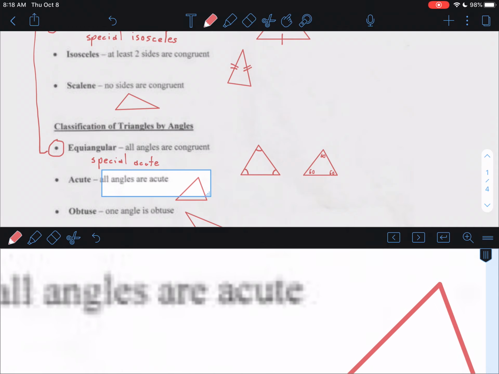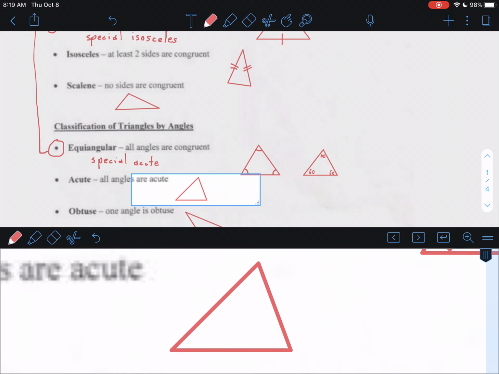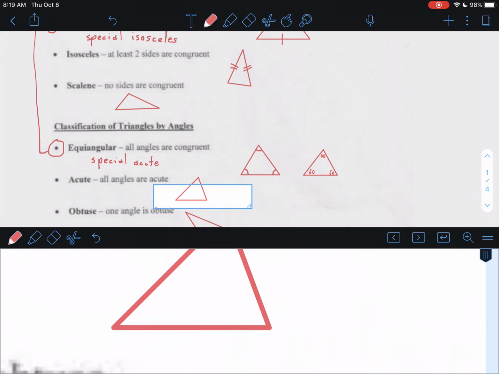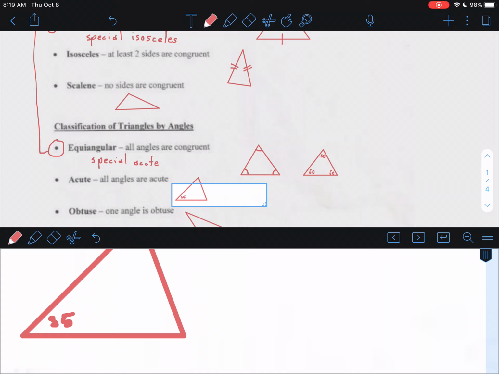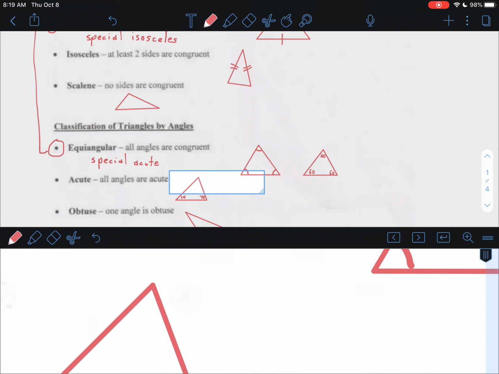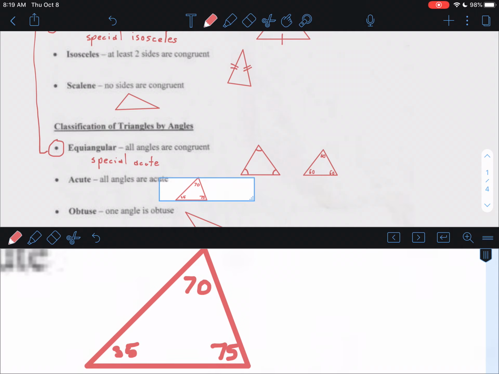So in an acute triangle, again, I don't know what the measures of these are. I'll just write some in. We'll say that this looks like it could be 35 to me. And maybe this one would be 75. And 35 plus 75 is 110. So that means that this has to be 70. And we can see those are all less than 90 degrees because remember, acute means less than 90 degrees.